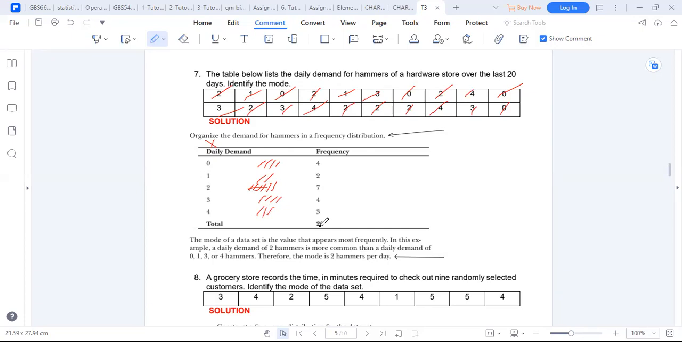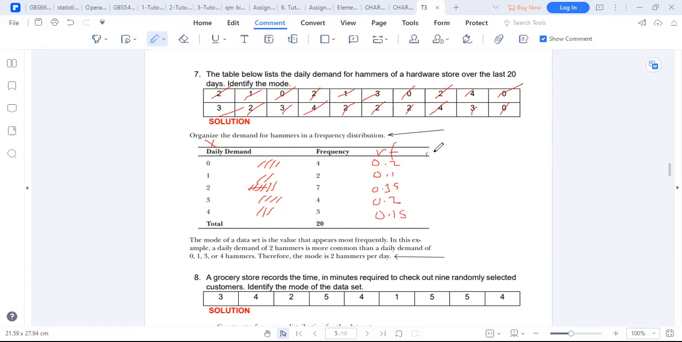But to find the frequency distribution, just calculate this as a frequency. Sometimes we are asked to find the relative frequency. We divide each frequency by the total: 0.2, 0.1, 0.35, 0.2, and 0.15.